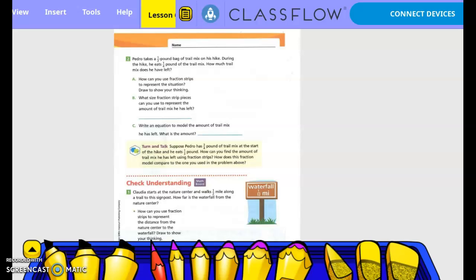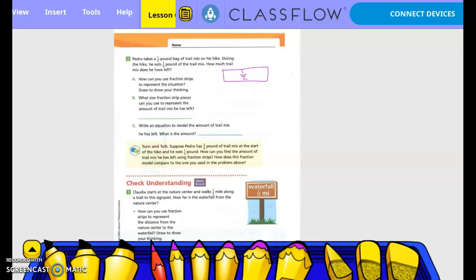No, we only need a half, right? So we draw one box, and then it represents a half, right? Okay, and then he eats 1/4 of a pound, okay? So what would be our common denominator between 1/2 and 1/4?